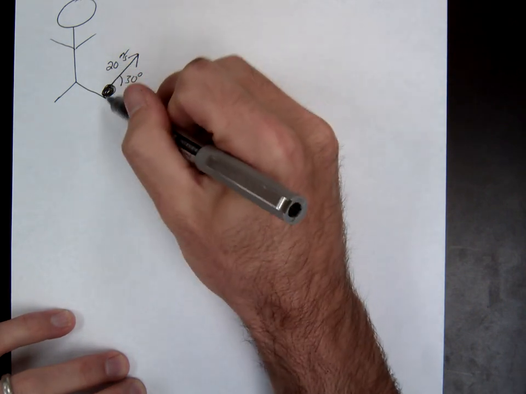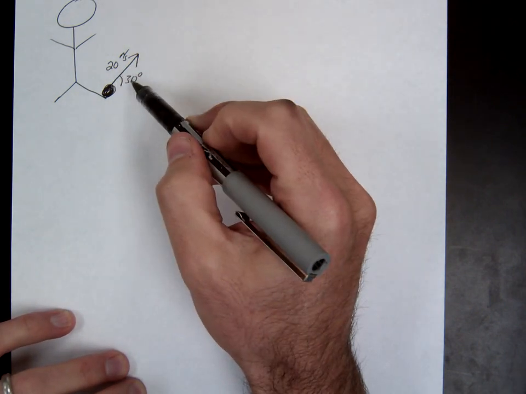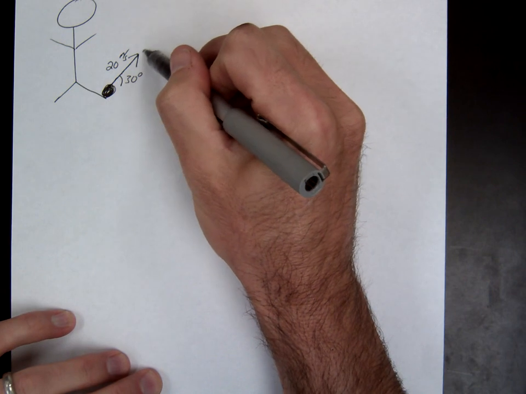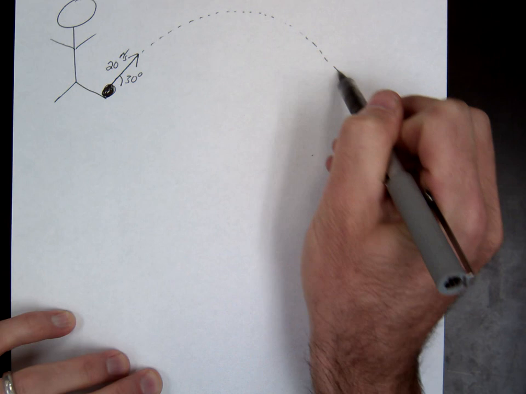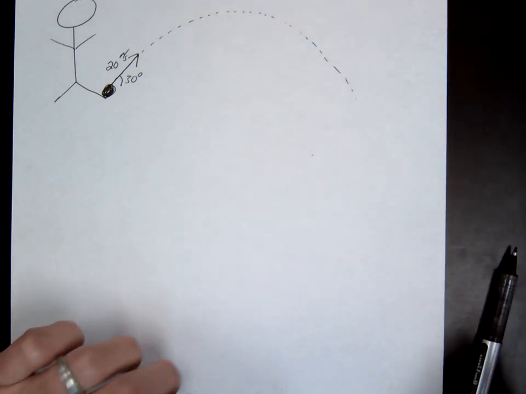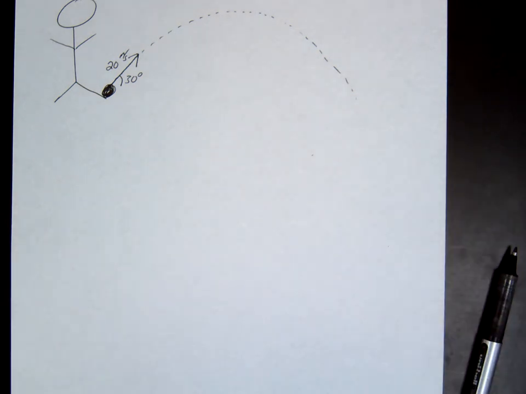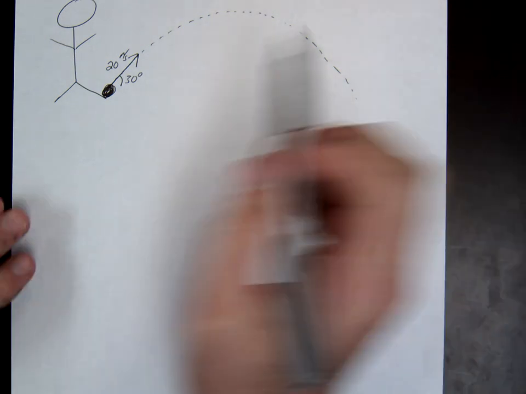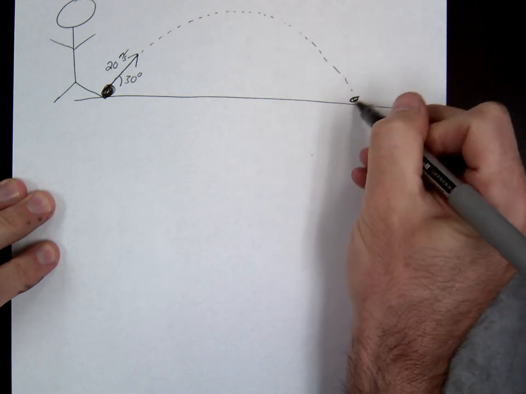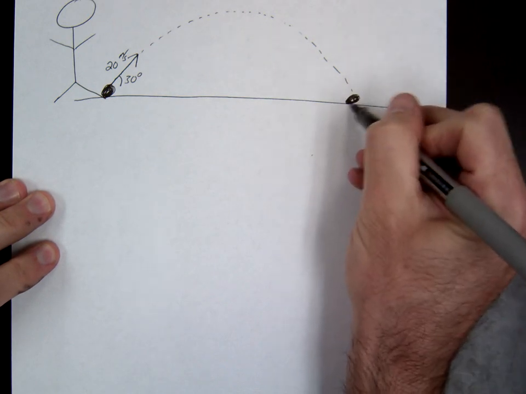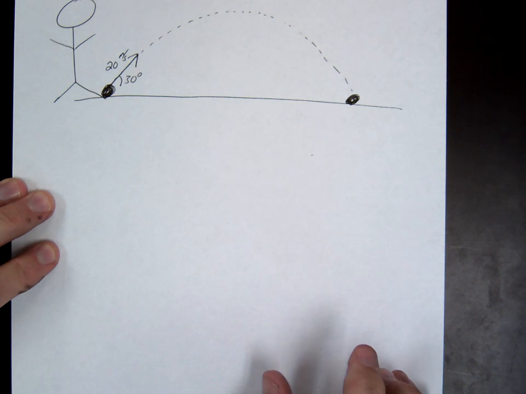Okay, so the ball itself, we're going to kick the ball 20 meters per second, 30 degrees. The ball itself is going to take a parabolic path, something like this. So if you throw something in the air, I throw this ball in the air, you can see the path that it's taking is a parabola, a parabolic path. All right, so anyway, let's have this ball land on the ground. Like this.